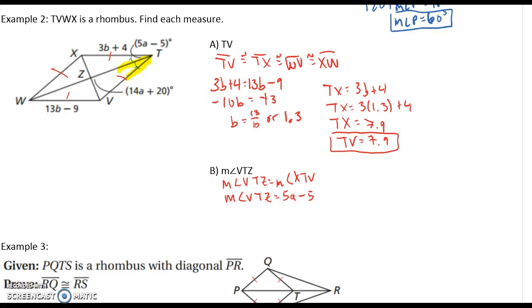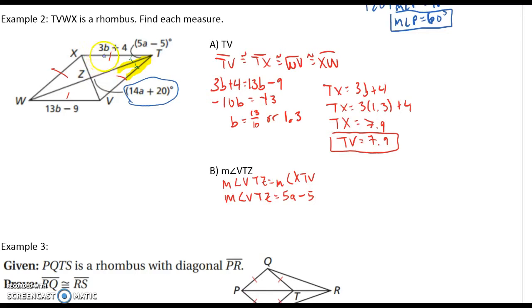All right, so I know that then that the measure of angle VTZ is 5A minus 5. I'm getting closer, but I don't have a number yet. Now the question is, well, how do I find A? Well, where else do you see A in the problem? Well, I see A right here, this 14A plus 20. And that points at this angle right here in the middle.